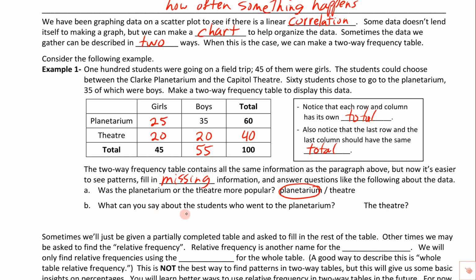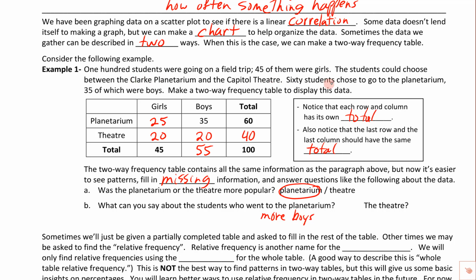It says, what can you say about the students who went to the planetarium versus those that went to the theater? So let's take a look at the planetarium. And what we notice is that out of the total number of students that went, 60, 35 of them were boys, 25 of them were girls. So for the planetarium, there were more boys.